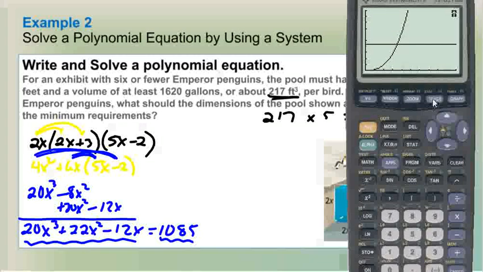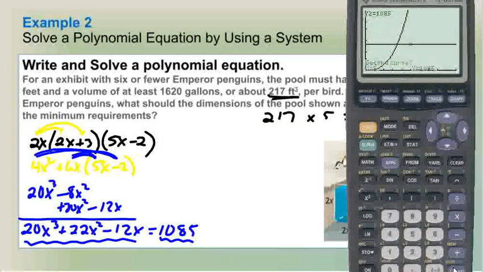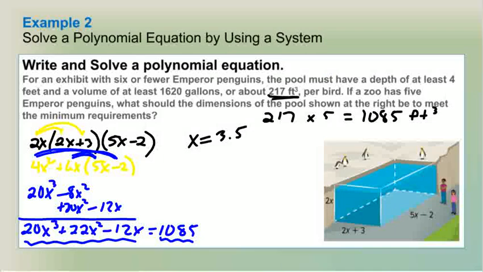So if I hit second, trace, number 5, hit enter 3 times, this is going to tell us 3.5. So x has to be 3.5. That's the bare minimum because it has to be at least 1,085 cubic feet. So if x is 3.5, I can now solve to find the dimensions.